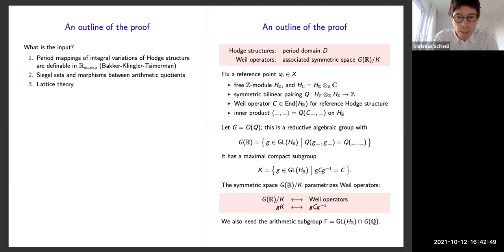And then the quotient space, G mod K, the points in there parameterize the Weyl operators. If I have a coset of K, it corresponds to the Weyl operator, which is the conjugate of C by that element G. And then K itself corresponds to the reference Weyl operator. Okay, and then because the stuff is defined over the integers, we also have this arithmetic subgroup gamma, which is just those elements of the group that have integer coefficients when you look at them on this integral lattice HC.